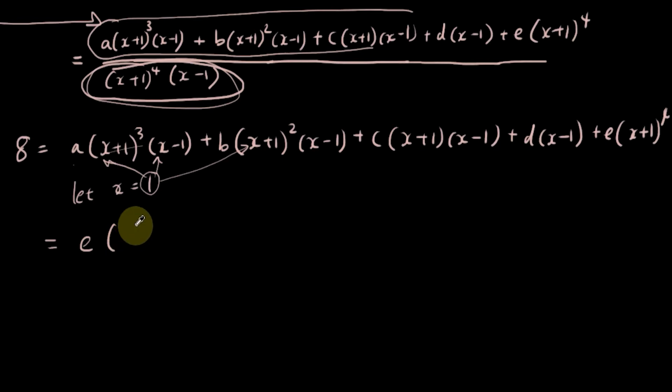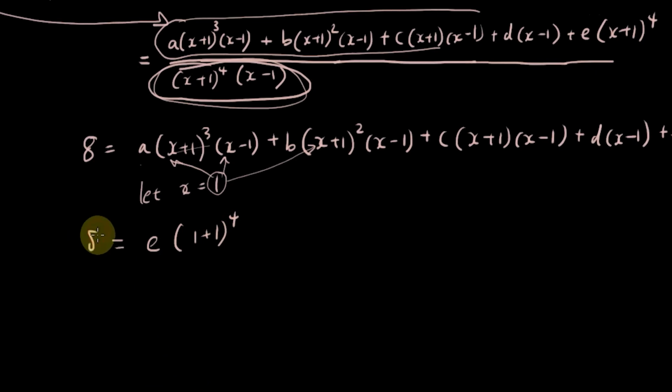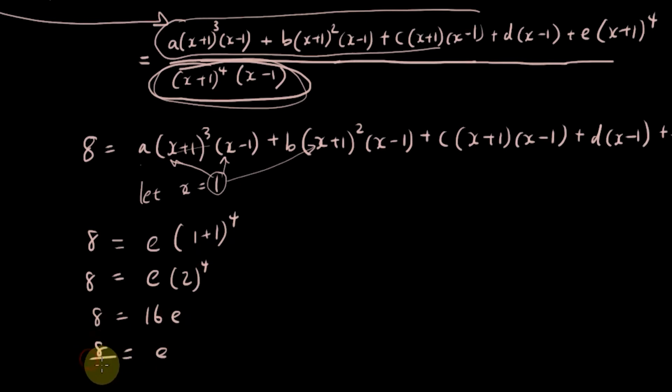Well, x is 1. So it's 1 plus 1 to the power of 4. And then you have 8 here. So 8 equals e times 2 to the power of 4. So 8 equals 16e. E equals 8 divided by 16, which equals half. E is a half. Okay, so we found one of them.